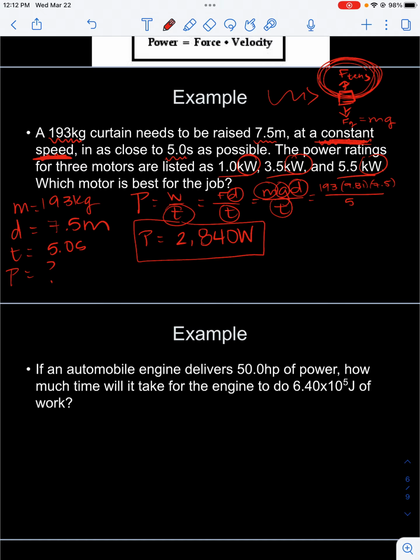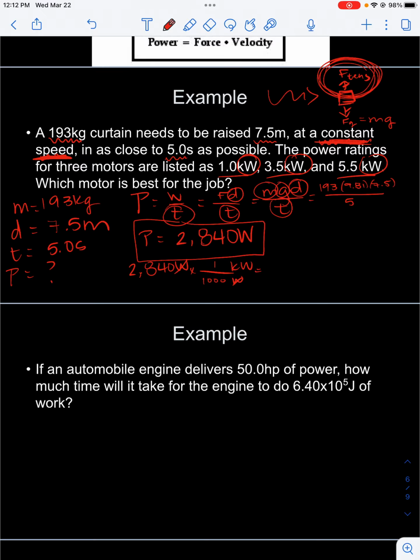So in order to really see the difference, we need to turn that 2,840 watts into kilowatts. And we know that for every 1 kilowatt, there are 1,000 watts.